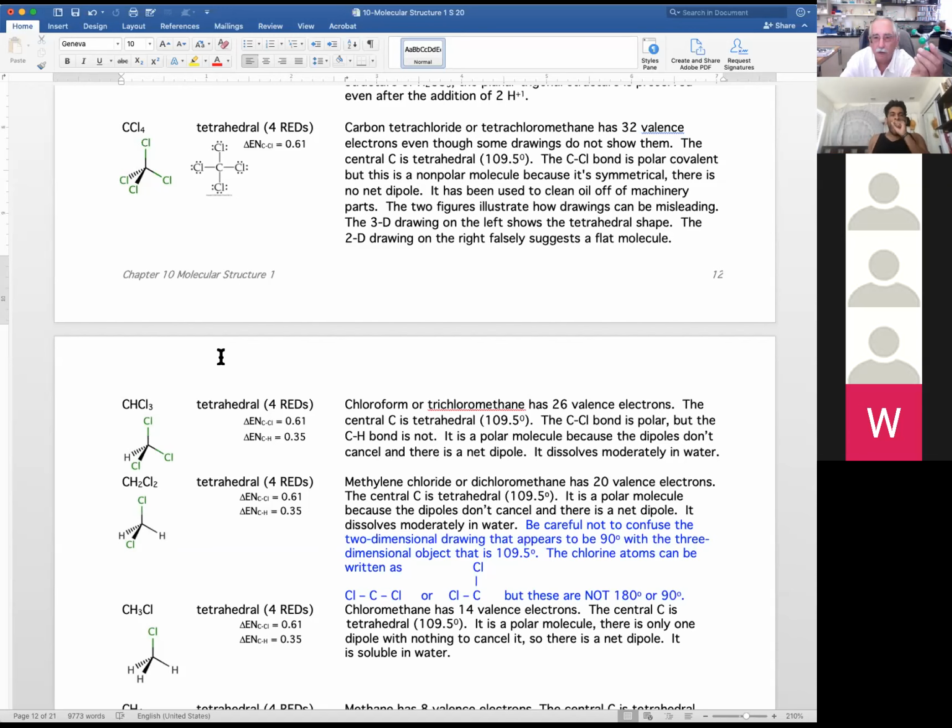Carbon tetrachloride has been used to clean grease off of fine machinery parts, things like that. So if it's dissolving oil off of machinery parts, that must mean it's a nonpolar solvent, because it's cleaning nonpolar molecules off of the metal parts.